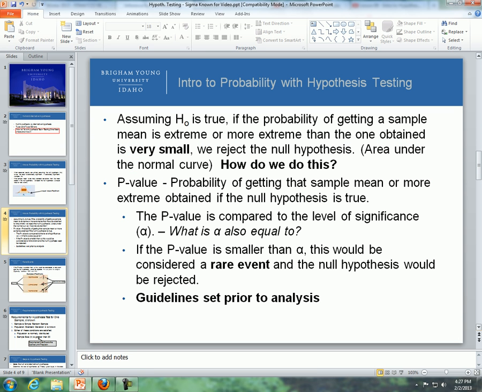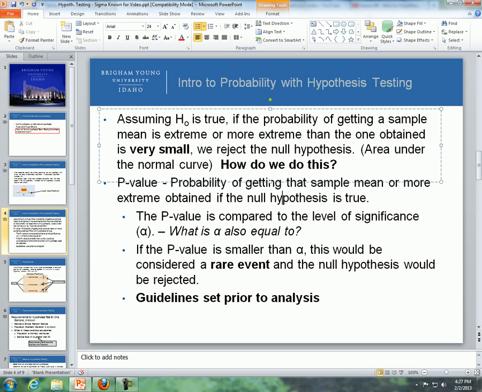Okay, so assuming the null hypothesis is true, if the probability of getting a sample mean as extreme or more extreme than the one obtained is very small, then we reject the null hypothesis. And so how do we do this? First of all, we get what's called a p-value. Now this is what was introduced back in lesson 2, but the p-value is the probability of getting that sample mean or more extreme that was obtained, assuming the null hypothesis is true.